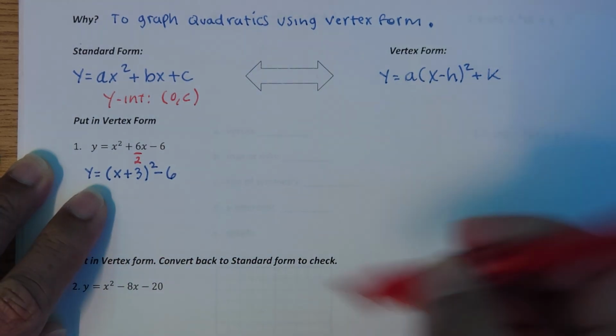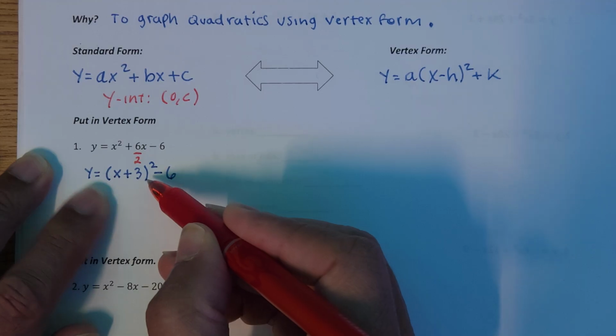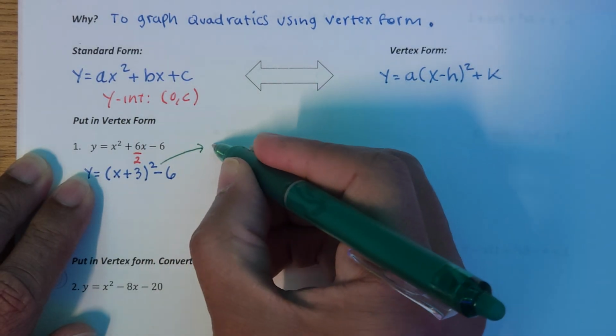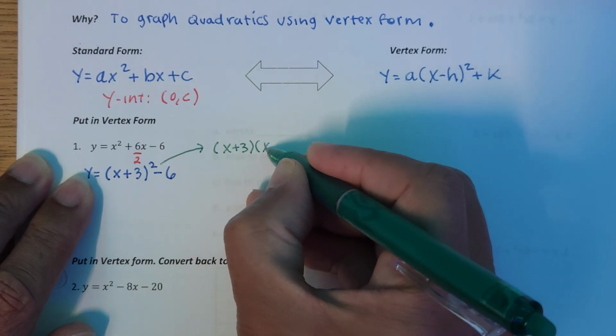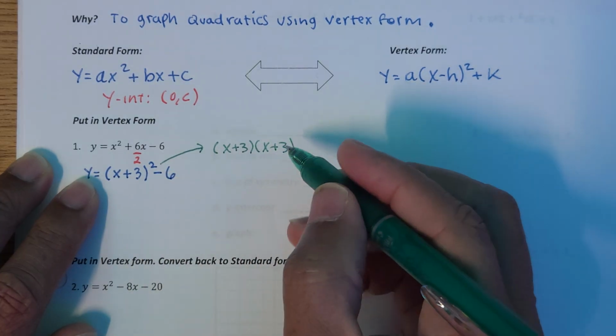Now, there's something that I need to get from here, and that is what I need to undo. So what I'm going to do is take this to the side and expand it. So I have x plus 3 times x plus 3. That's what the square means. This is from the lesson from yesterday.